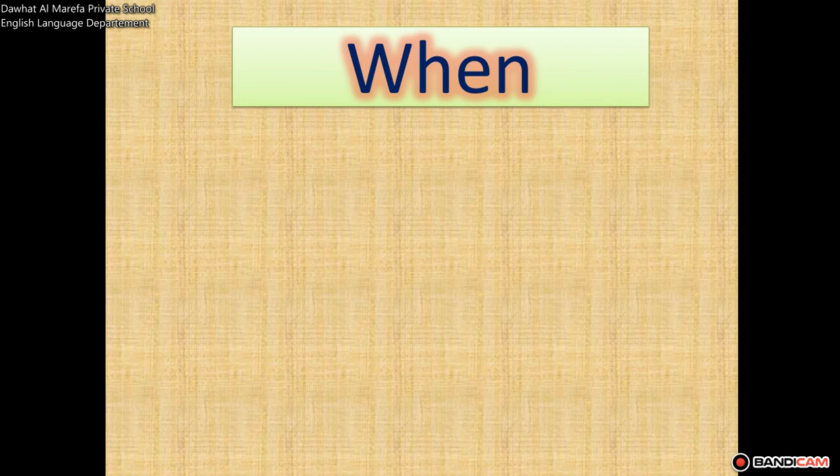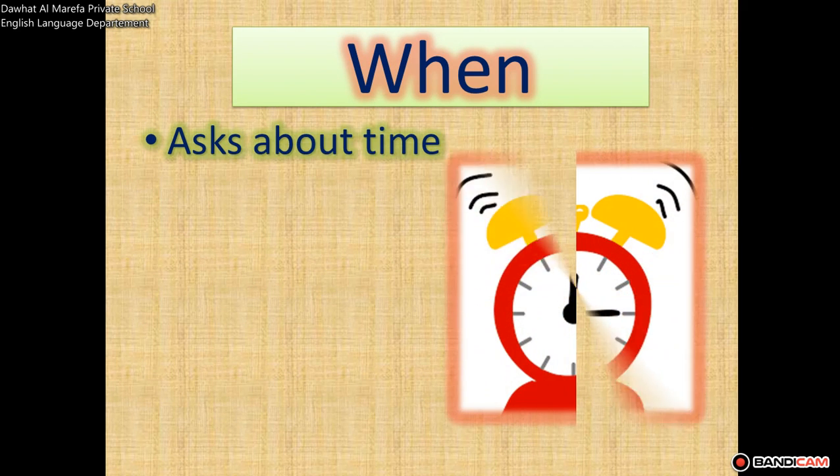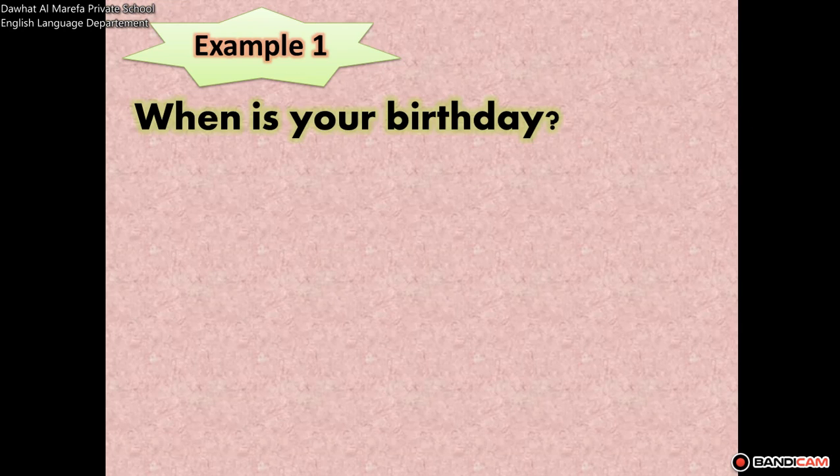We use when to ask about time. So if you have a sentence that has a time and you want to ask about it, you use the word when. Now we have some examples. When is your birthday? The answer to when is going to be on or in or at.